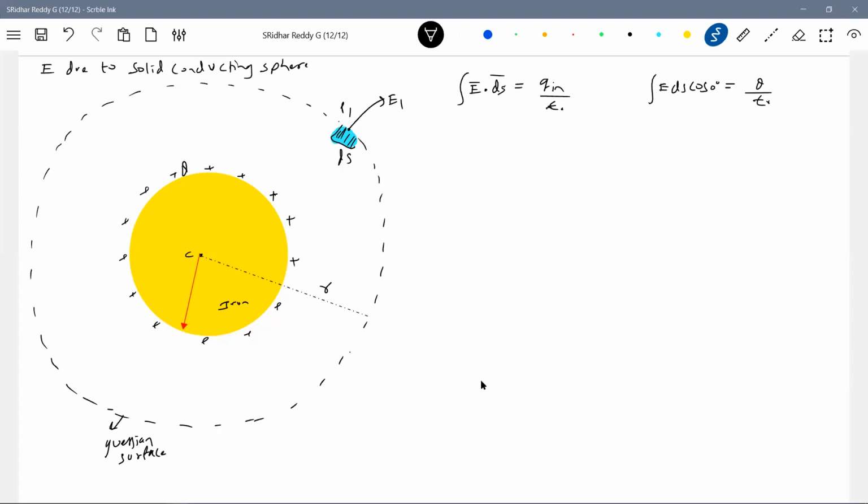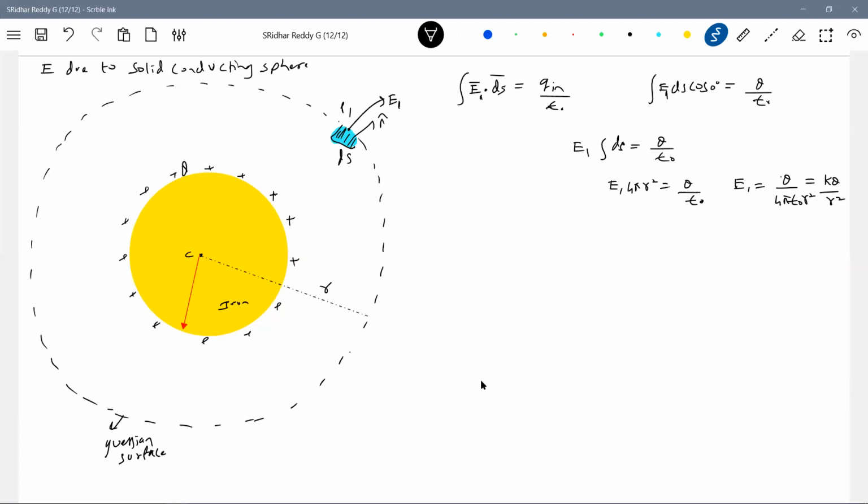Further, what is the angle between E bar and ds? E1 it is, and the angle between them is 0 degrees. So this becomes E1 times the integral of ds equals Q by epsilon naught. Now, what is the integral of ds? Like football patches, if you add them you get the surface area of the football. So E1 4 pi r squared equals Q by epsilon naught. So what is the electric field at point 1? Q by 4 pi epsilon naught r squared, or in a simplified way, KQ by r squared.